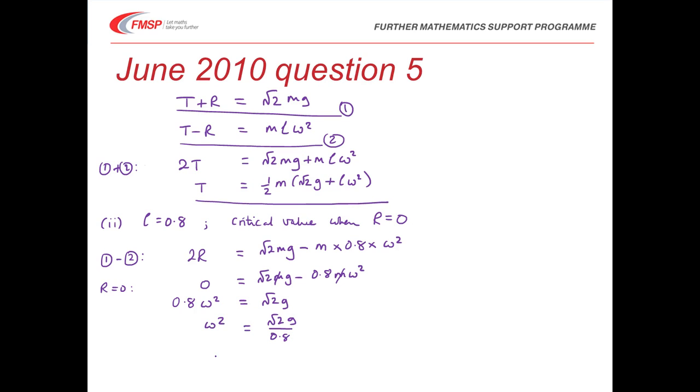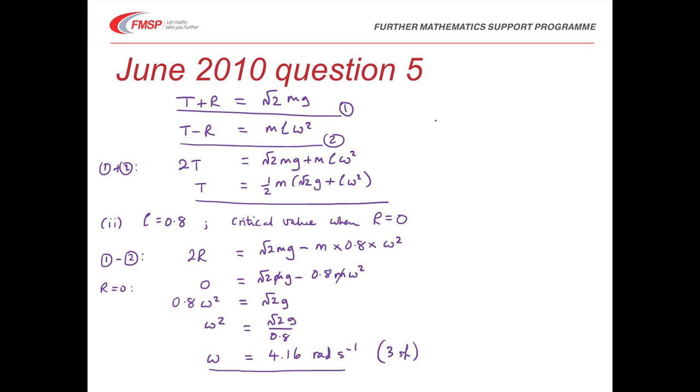Well, those of course are all numbers, so I can work out the right hand side and square root it, and that gave me an answer of 4.16 radians per second. So if it goes any faster than that, it's going to leave contact with the surface of the cone.